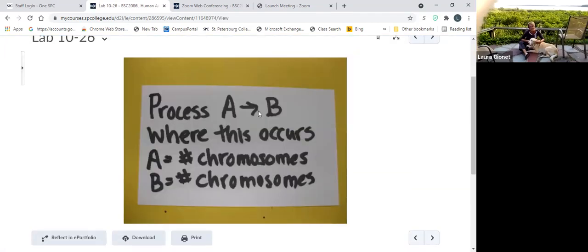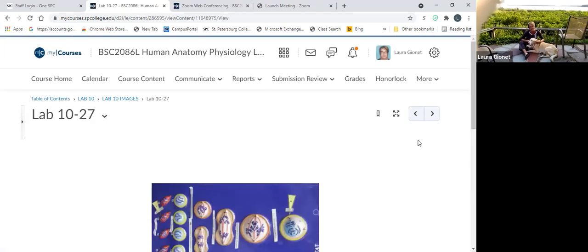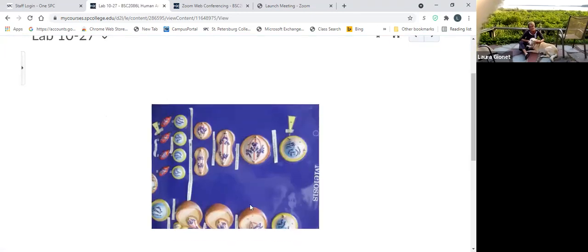Here it says process A to B. Where does this occur? How many chromosomes, A and B? Right, that has to do with one of those big spermatogenesis, oogenesis cookie sheet models. That's what this is. All right, so if we flip it around, we have meiosis up here at the top.